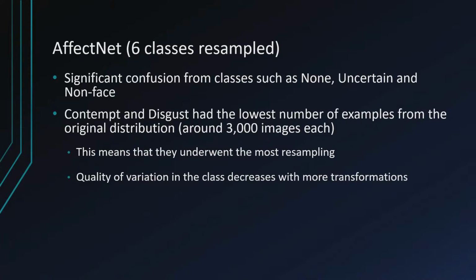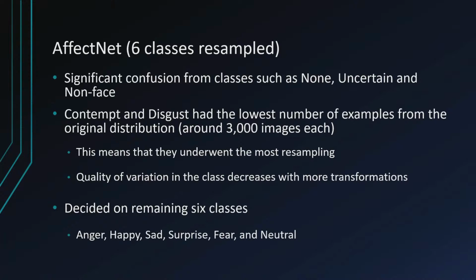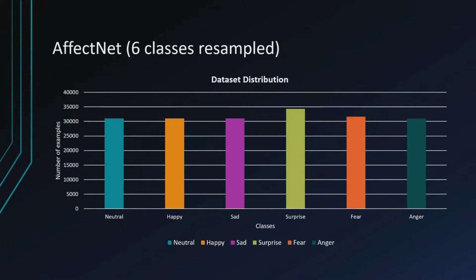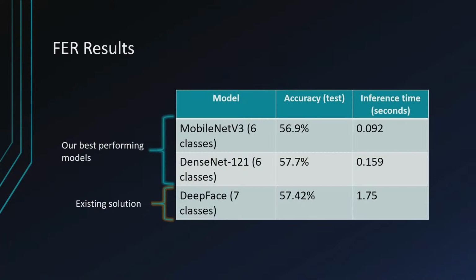And so these 2 classes were left out, and we decided to create a new dataset using the remaining 6 classes. This is the distribution of our new 6-class resampled AffectNet dataset. Now here we see some of our best results from our testing. On the top 2, we have our best performing models, MobileNet v3 and DenseNet 121.